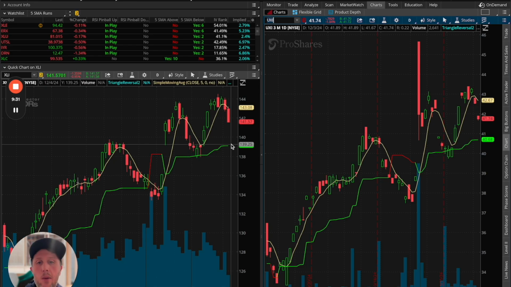So anyway, wanted to give this trading setup to you. I hope it's helpful for you. This is a great way to make money swing trading with kind of a buy and forget mentality.